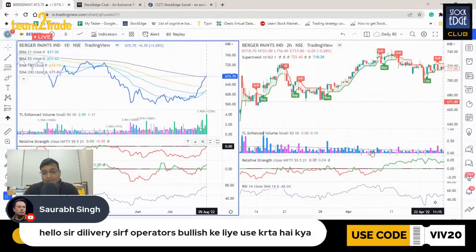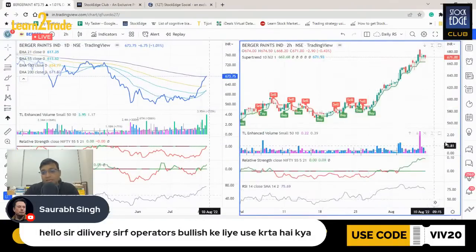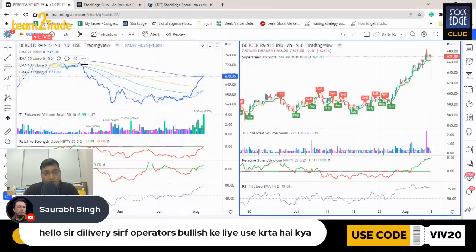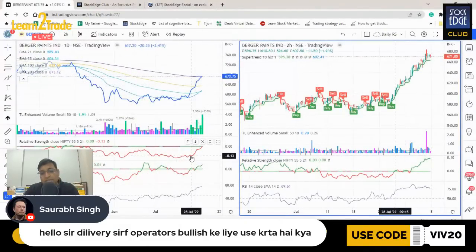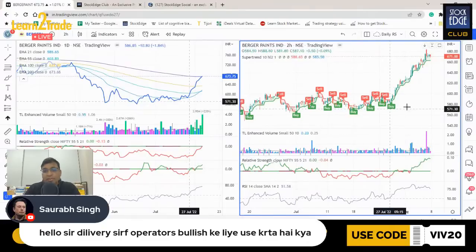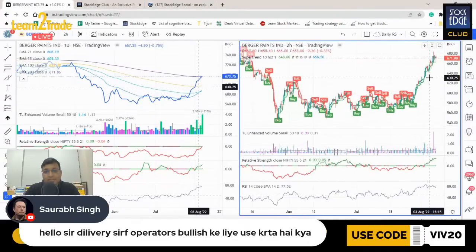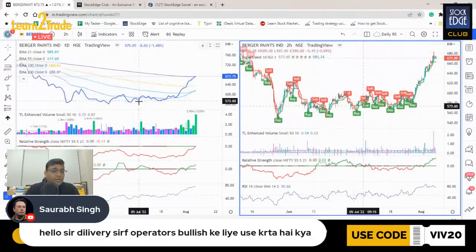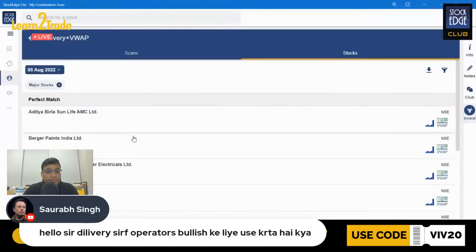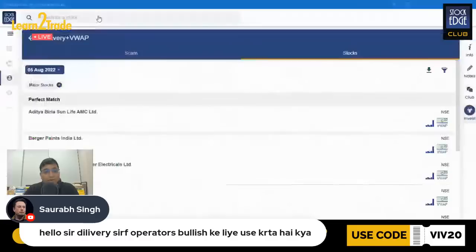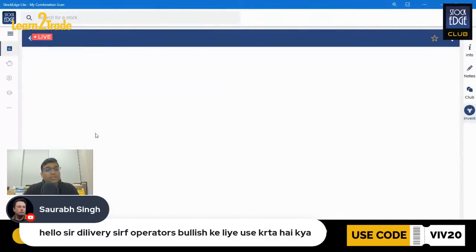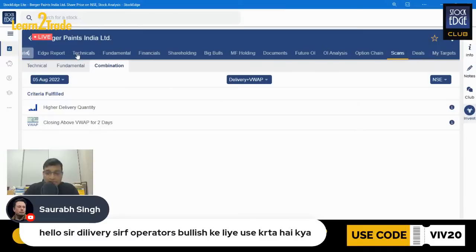This is nice. Look at this chart. This is very interesting. इसका 200 मूविंग एवरेज के ऊपर ट्रेड कर रहा है. आरएस पॉजिटिव हो गया ऑलमोस्ट. Everything is positive about this company. So yes, I will keep Berger Paint as part of my buying radar. So you can use delivery data plus relative strength and VWAP to figure out stocks जहां पे किसी तरीके का बायर का इंटरेस्ट आ सकता है.